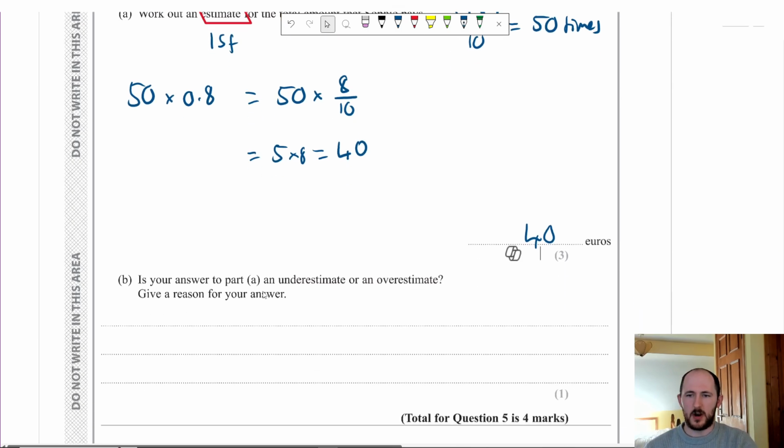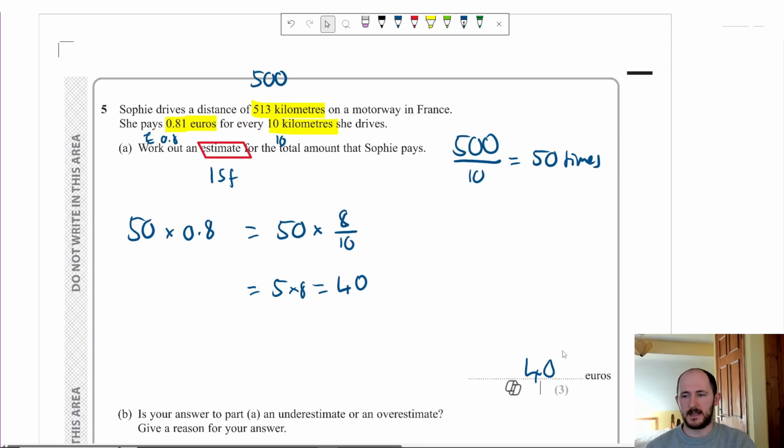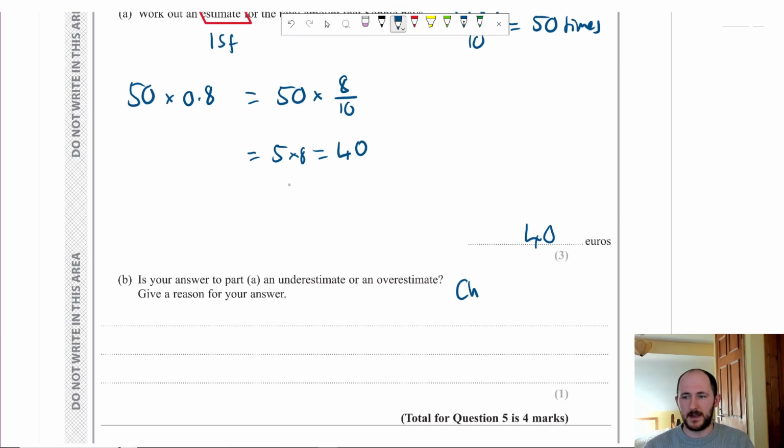For part B, it says, is your answer an under or over estimate? So basically, is my answer too big or too small? Well, if I look at this, I rounded down the number of kilometers that she drove, which means she should actually have to pay more money, right? We also rounded 0.81 euros down to 0.8 euros, which means, again, it's cheaper than expected. If it's cheaper than expected or cheaper than it should be, then that means it is an underestimate. So underestimate, because we rounded down.